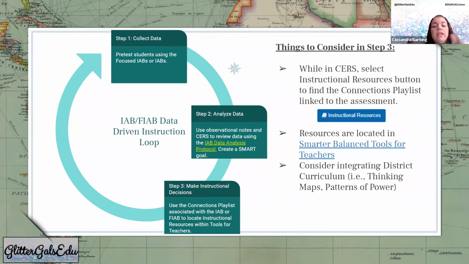Now, you don't only have to use the connections playlist link. I found sometimes that our district curriculum had amazing things in it. For example, listen and interpret. I found they weren't taking notes. So we're a Thinking Maps district, so I really honed in on what thinking map we should be using while we're listening to this. So I really honed in on the use of Thinking Maps whenever we saw a listen and interpret item on the test. These instructional resources are also located here at the Smarter Balanced Tools for Teachers site.